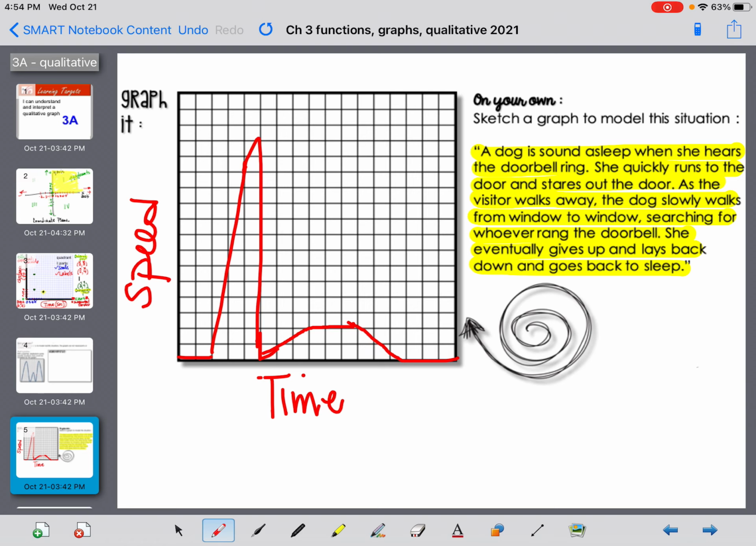So maybe my graph for speed versus time looks very different than my graph of distance versus time, and it will depend on what I decide I'm graphing here. So different graphs depending on that. That's why labeling can be very, very important, because labeling could determine the shape of my graph just by what I decide I'm graphing here.